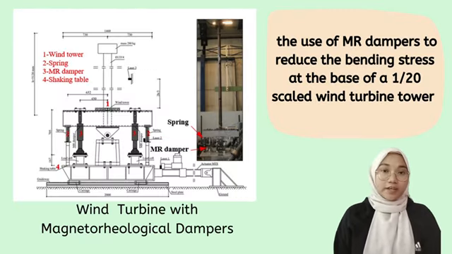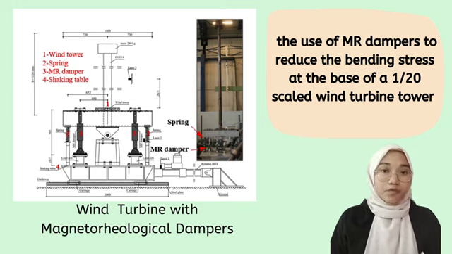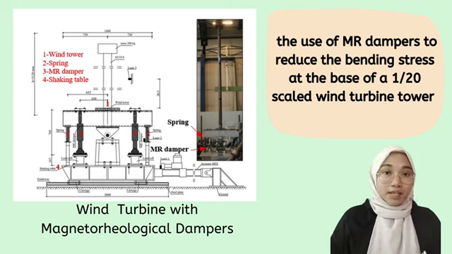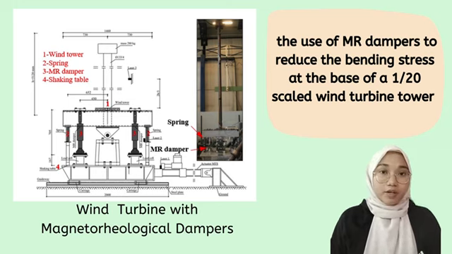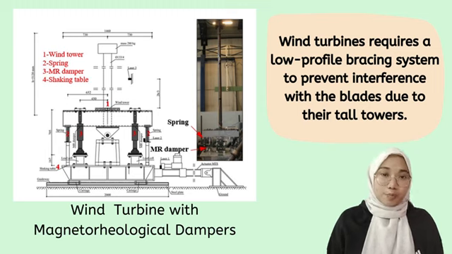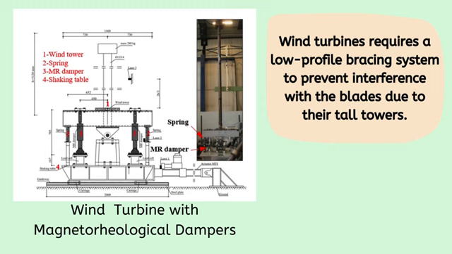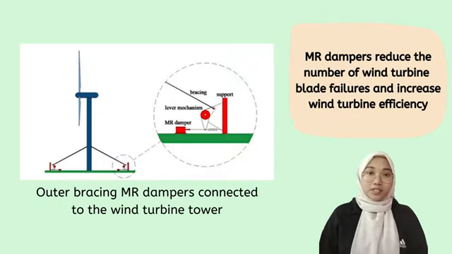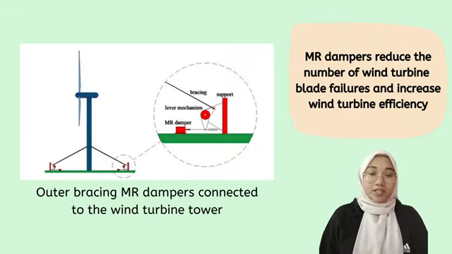The solution to avoid this catastrophe is the physical characteristic of magnetorheological fluids. MR fluids are utilized by magnetorheological dampers. The use of MR dampers reduces bending stress at the base of a 1/20 scale wind turbine tower. Wind turbines require a low-profile bracing system to prevent interference with the blades due to their tall towers. MR dampers reduce the number of wind turbine blade failures and increase wind turbine efficiency.